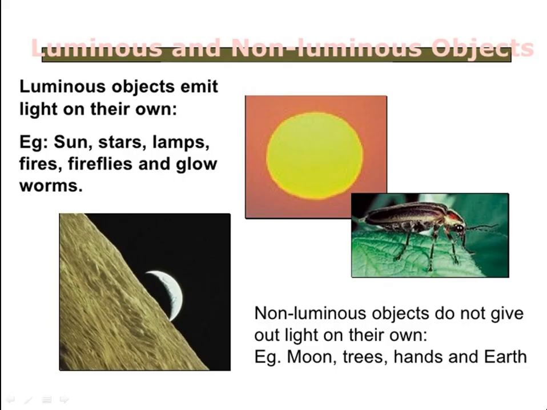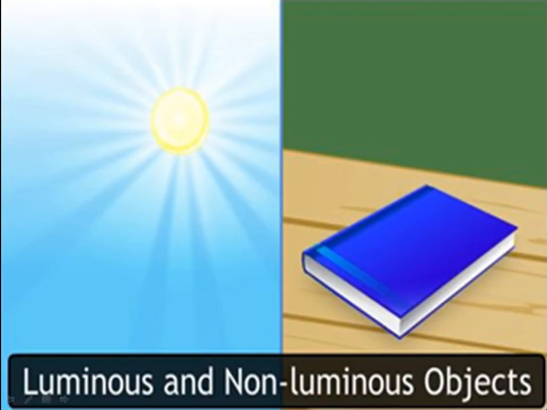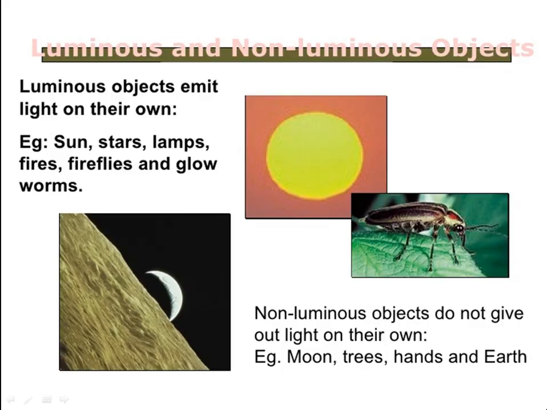Luminous objects emit light on their own. That means here the sun is the example. In this object the light is emitted on its own. For example, the sun, stars, lamps, fires, fireflies and glowworms. These are the examples of objects that emit their own light.